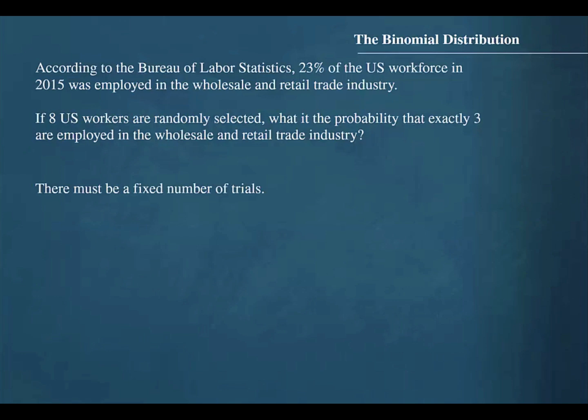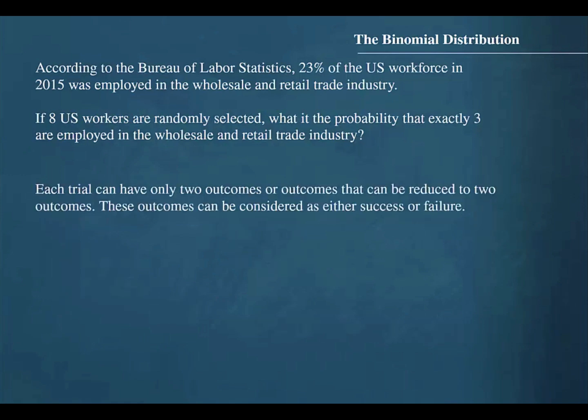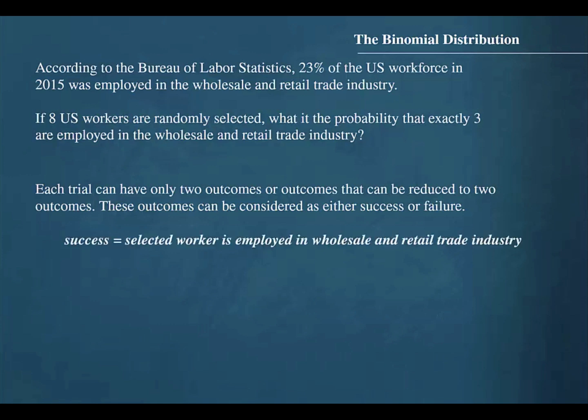There must be a fixed number of trials, which is n equals 8. 8 workers will be randomly selected, so n will in fact be 8. Each trial can only have two outcomes, or outcomes that can be reduced to two outcomes. These outcomes can be considered as success or failure. There are only two possible outcomes: either the selected worker is employed in the wholesale and retail trade industry or not. So we will assign a success as the event that a selected worker is employed in the wholesale and retail trade industry.